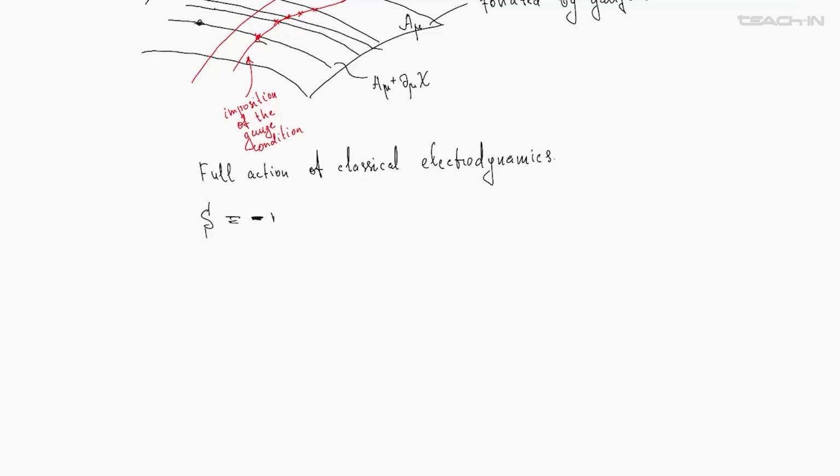And you know what a 4-interval is? The 4-interval ds squared, let's write it in a differential way, is simply dx0 squared minus dx1 squared minus dx2 squared minus dx3 squared. Is it familiar to you, the 4-interval?